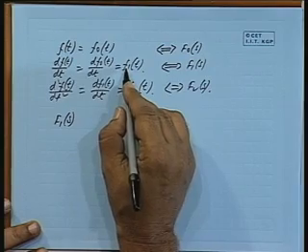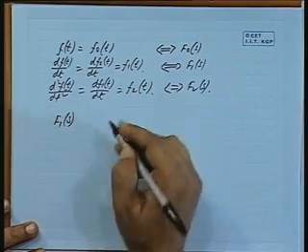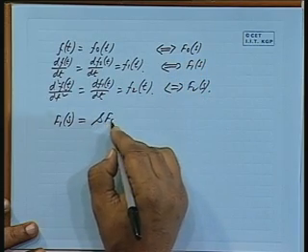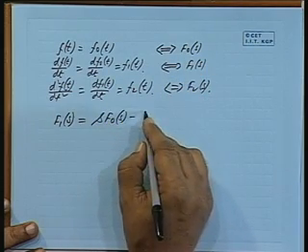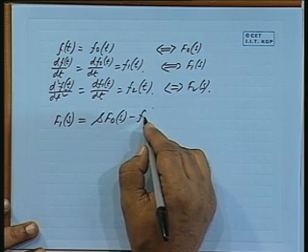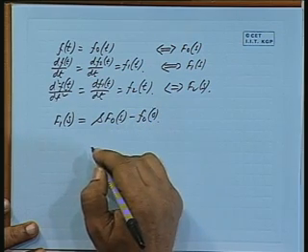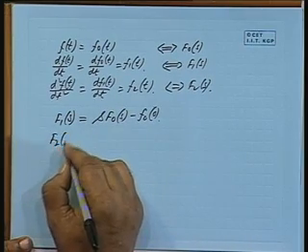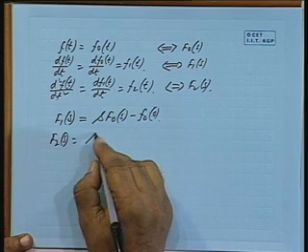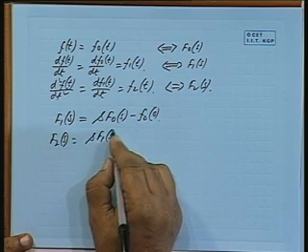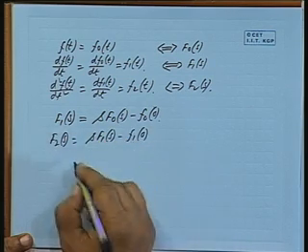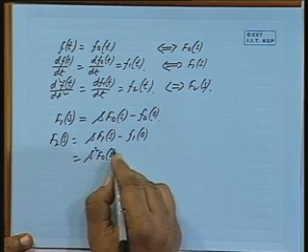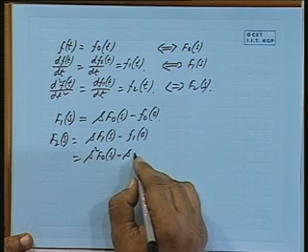The derivative f1(t), its Laplace transform is F1(s). It will be in terms of F0(s): s F0(s) minus f0 at 0. Is that all right? Similarly, F2(s) will be s into F1(s) minus f1 at 0. If I substitute F1(s) here, it will be s squared F0(s) minus s f0(0) minus f1(0).